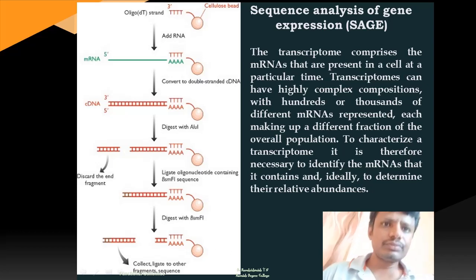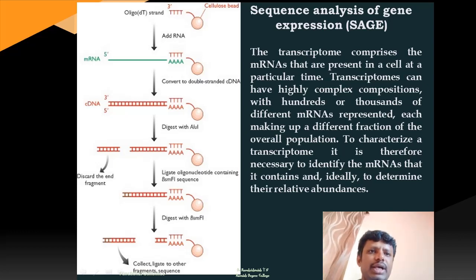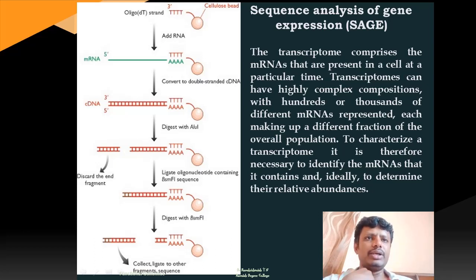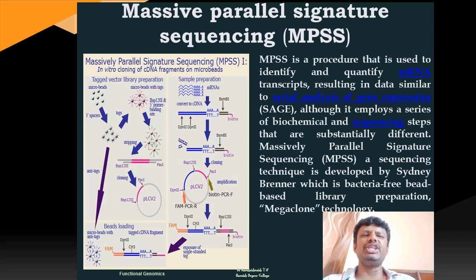Is it clear? Okay, so these are the 2 important things we have to know. The next and last part of this is massive parallel signature sequencing. Remember, this is a procedure that is used to identify and quantify mRNA transcripts, resulting in data similar to the serial analysis of gene expression, as we learned before.